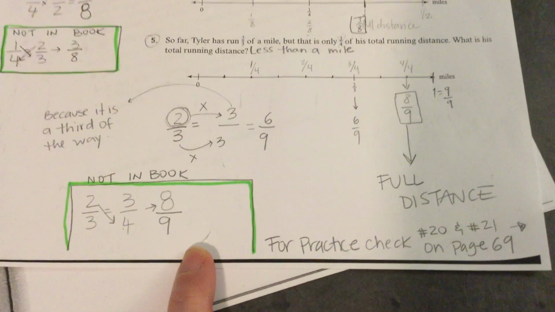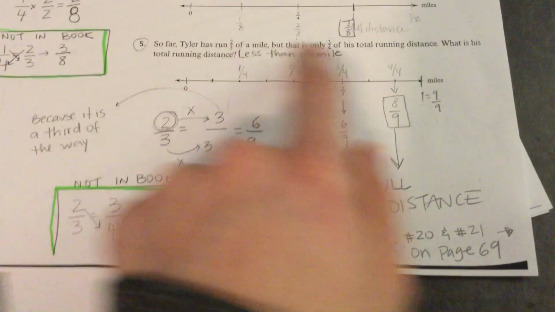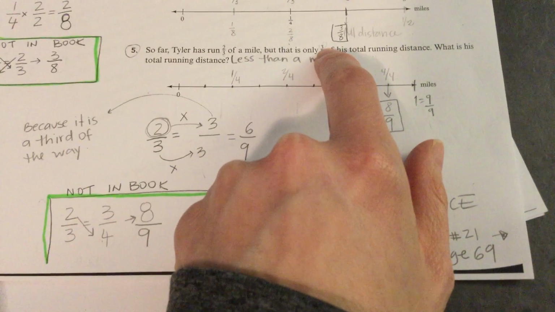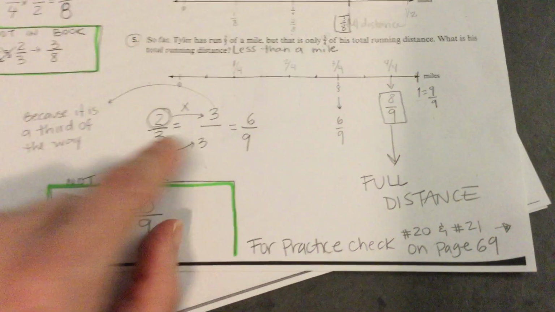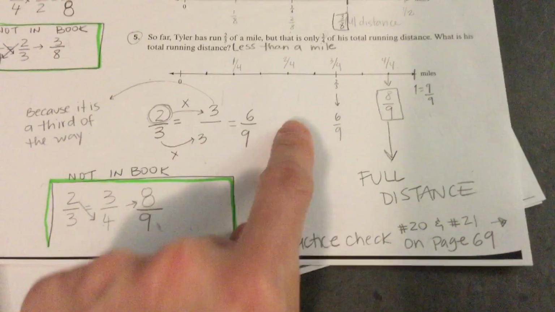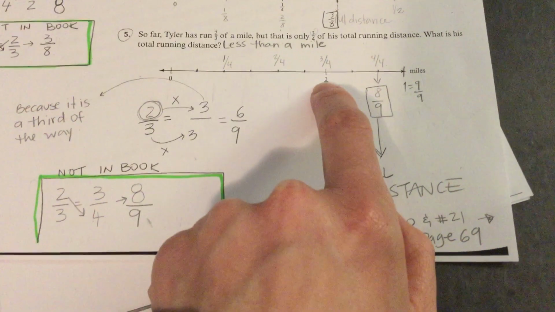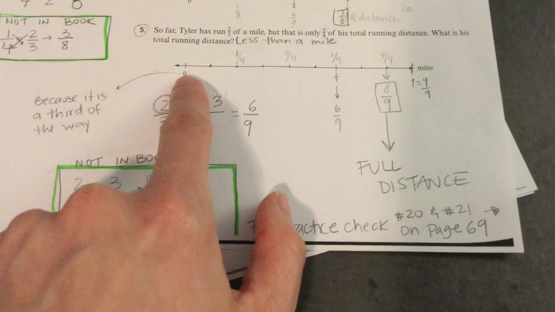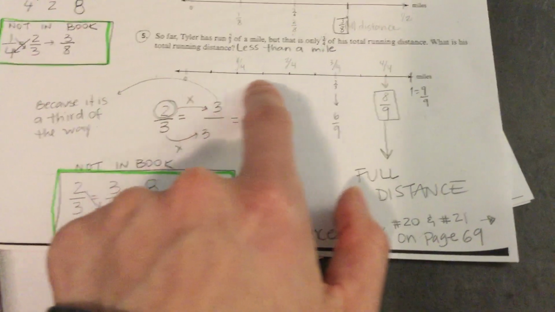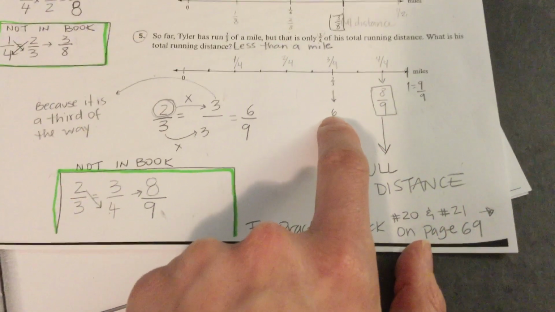So when I did the same thing with Tyler, checking back with the not-in-the-book procedure, then I had 2/3 and that was 3/4. So that was 3 parts of my total. So multiply numerator and denominator by 3. So I ended up with 6/9. So here's my 6/9, which corresponds to the 2/3, which is my 3/4. So I knew that I needed to divide this into 6 equal parts since this is the 6th part.